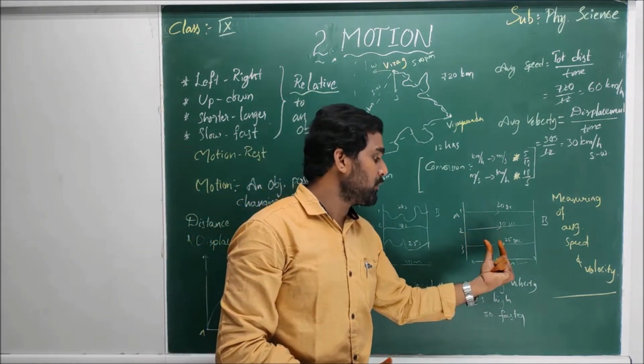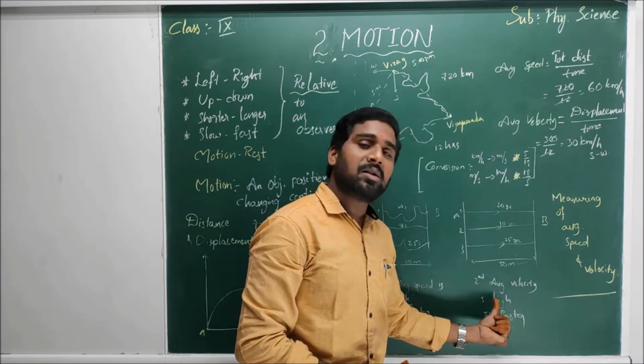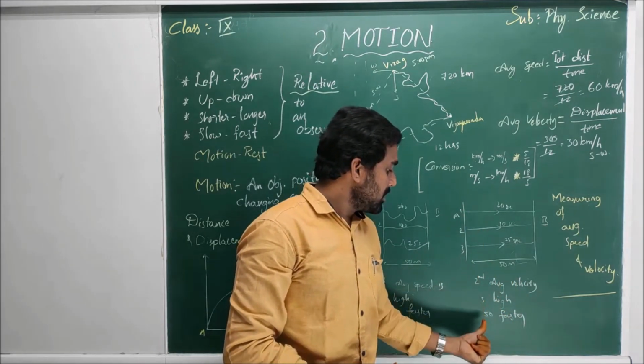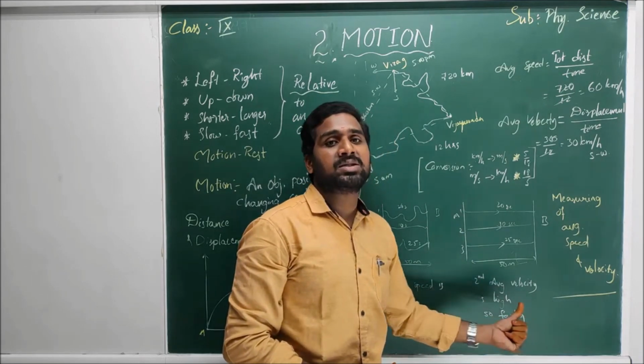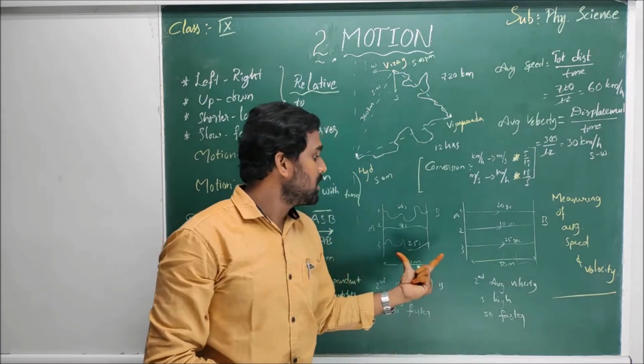In 10 seconds he covered 50 meters. So the second student has the highest average velocity, and among these three, the second student is the faster student. What is the difference between the two examples, the two activities?